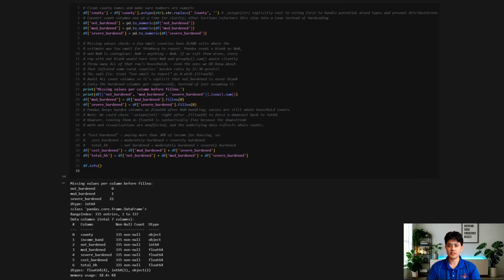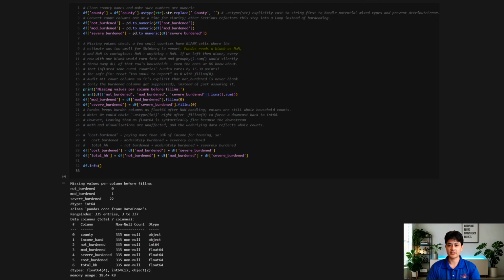Cell 4 highlights a critical step where data engineering directly impacts analytical accuracy. During my data auditing phase, I discovered that for several small rural counties, the Shimberg Center leaves cells completely blank where the household count is too small to safely report. Pandas naturally reads these blanks as NaN values.